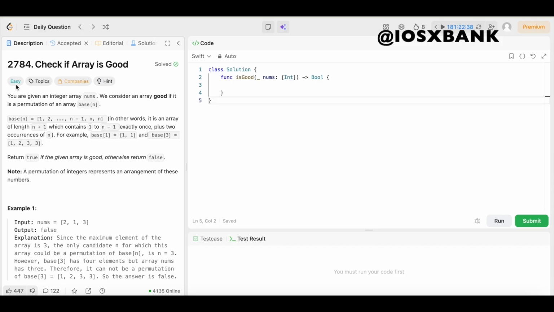The difficulty level is easy, so you already know we're going to keep the solution as simple and easy to understand as possible.